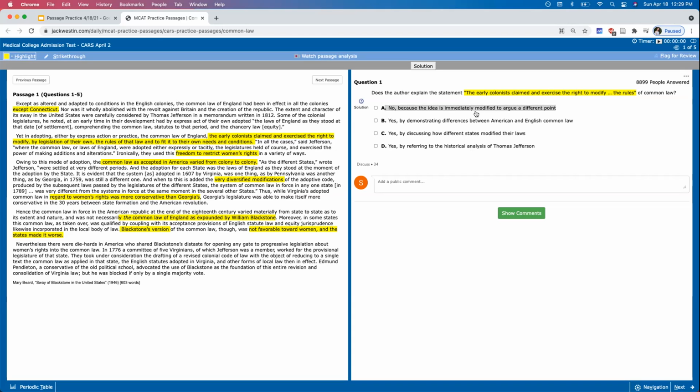So no is out because the author does explain that statement. He doesn't really demonstrate the differences between the American and English common law, so that is out as well. Okay, so would it be better to say he discusses different states and how they modified their laws, or would it say the historical analysis of Thomas Jefferson?